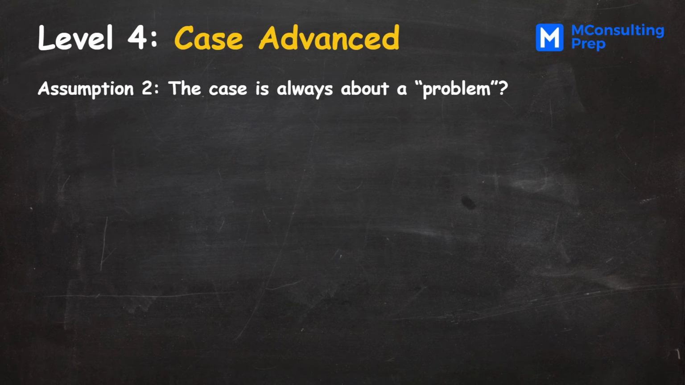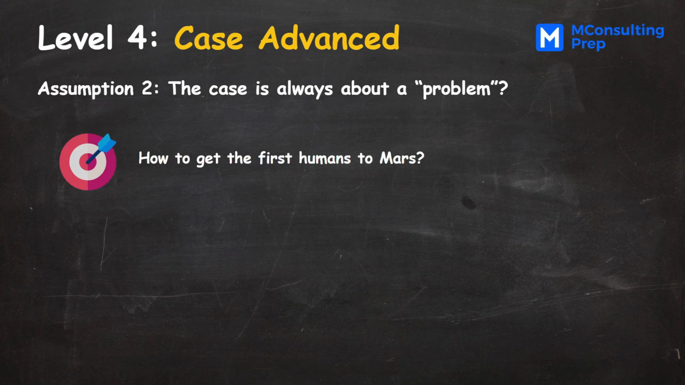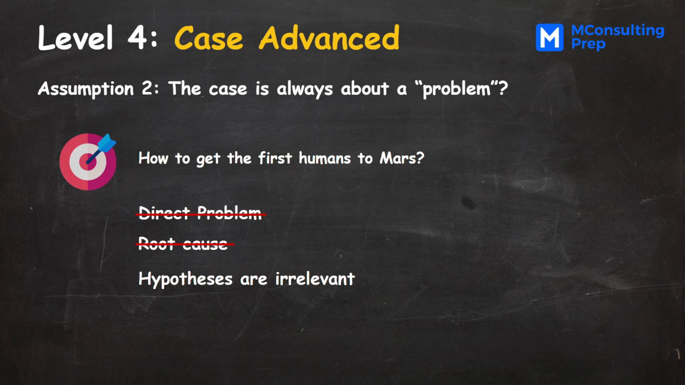For example, the case objective can be stated as how to get the first human to Mars. There's no direct problem, therefore there's no root cause. And because we don't have to find root causes, hypotheses are irrelevant. Saying you are hypothesizing something in this variation of cases is logically wrong.